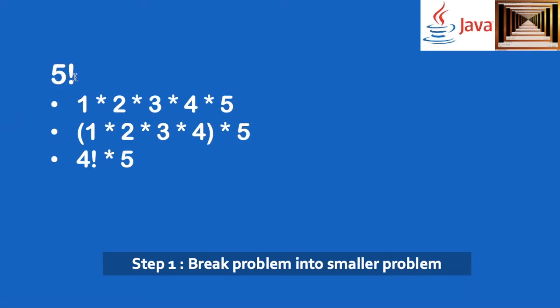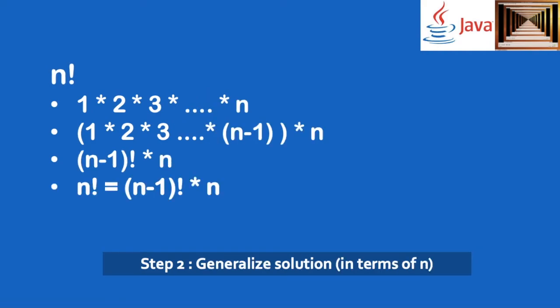Similarly, let's look at 5 factorial, which is 1 into 2 into 3 into 4 into 5, which can be written as 4 factorial into 5. So you can see we are able to break this problem into a smaller problem. Now let's go to step 2, which is generalize the solution. So n factorial is 1 into 2 into 3, and so on till n, which we can write as n minus 1 factorial into n. So n factorial is equal to n minus 1 factorial into n. So we have generalized our solution.